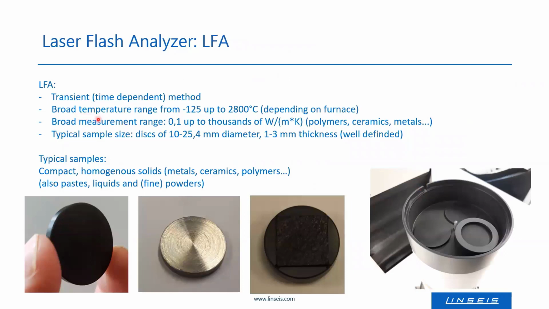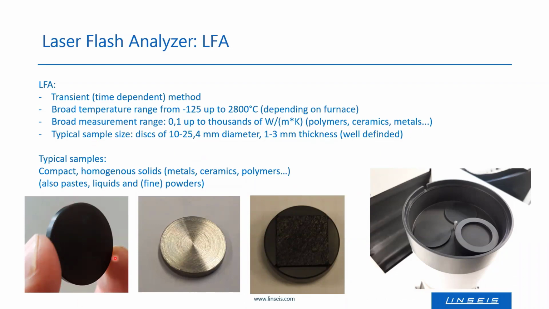So the temperature range is very broad, depending on the used furnace. It covers the temperature range of -125 to 2,800 degrees using different furnaces. The measurement range is very broad, from poorly conducting material to the highest conducting material, so that polymers, ceramics, and metals may be analyzed.